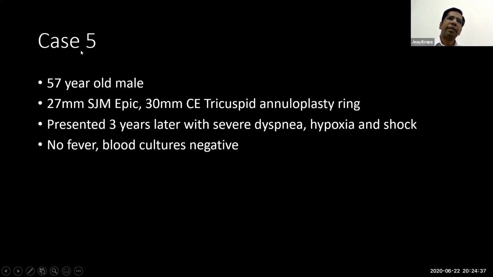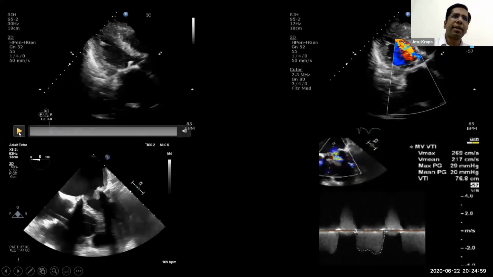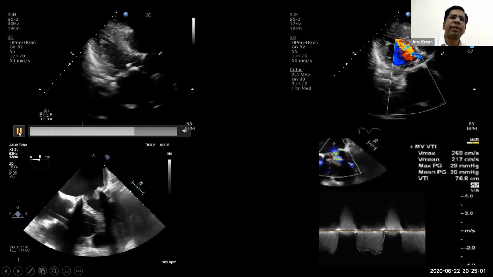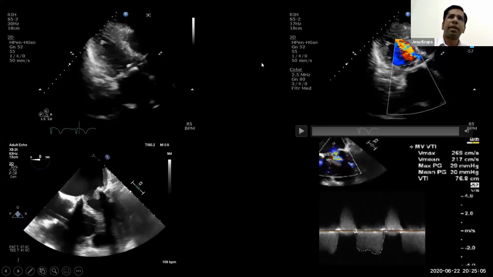So this is the next case where we have a 57-year-old male. He has a 27 mm St. Jude Epic, and he's had a tricuspid annuloplasty ring also. Three years later, he presents with severe dyspnea, hypoxia, and shock. There is no fever. Blood cultures are negative. Now, this is not our case. There are a few cases which are not ours. Most of the cases are ours from our institution.